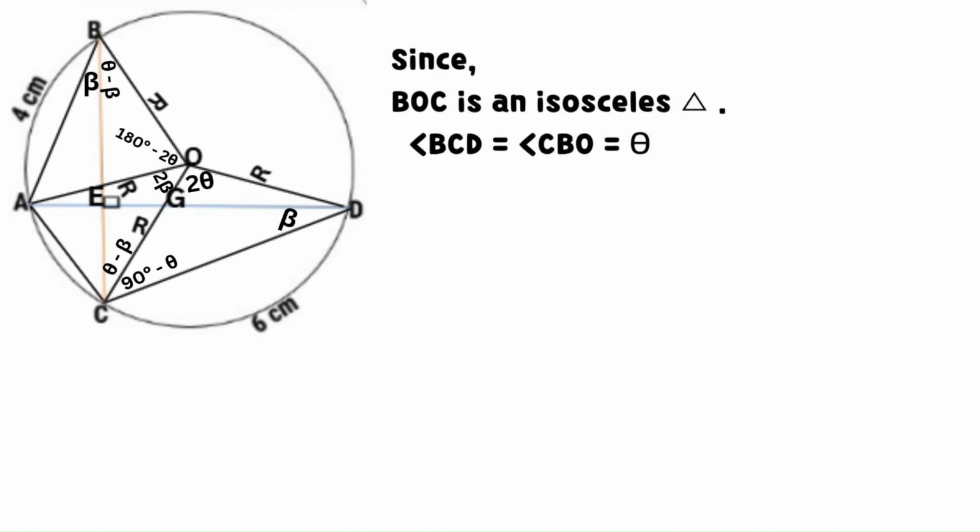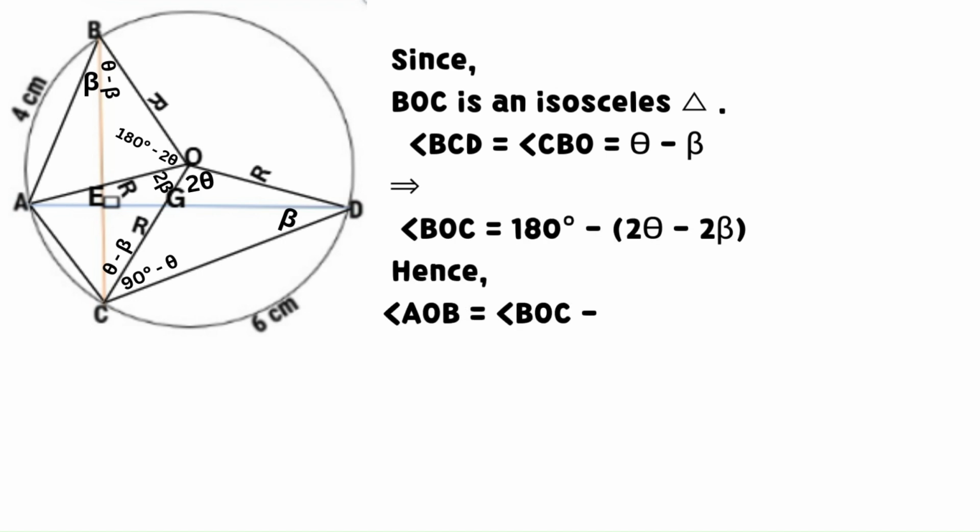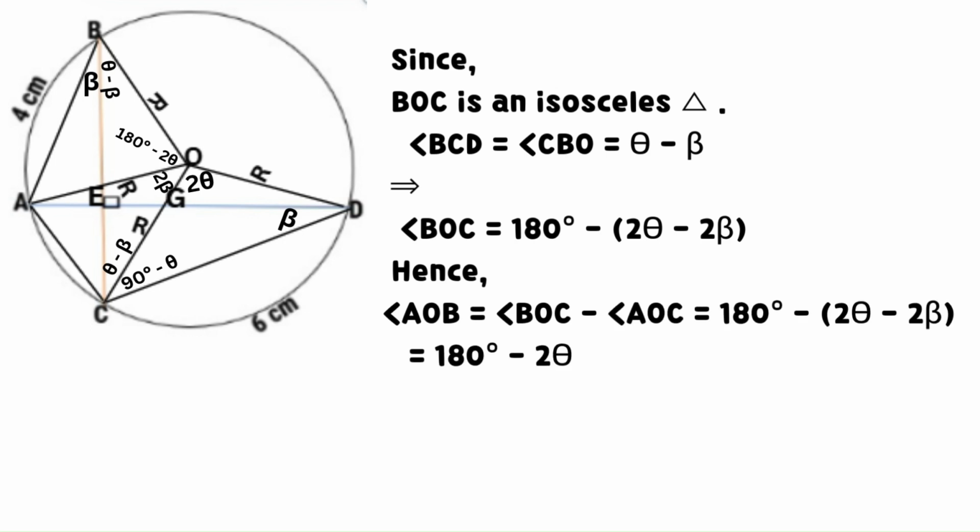Since BOC is an isosceles triangle, angle BCD equals angle CBO, which equals theta minus beta. This implies that angle BOC equals 180 degrees minus (2 times theta minus 2 times beta). Hence, angle AOB equals angle BOC minus angle AOC, which equals 180 degrees minus 2 times theta.